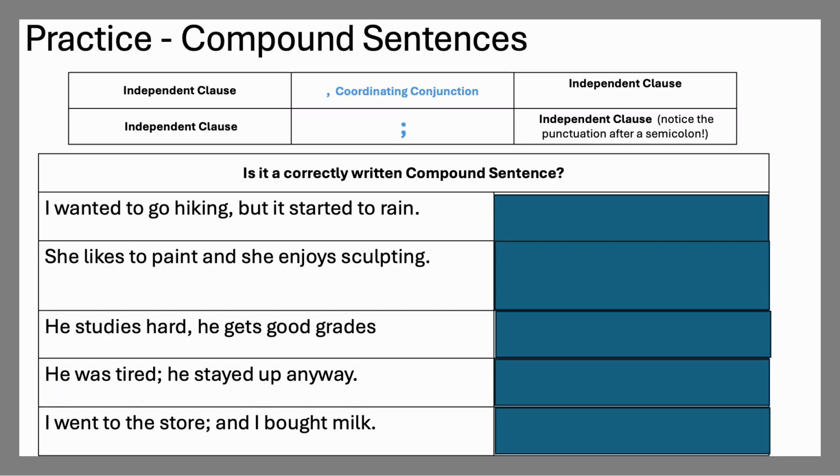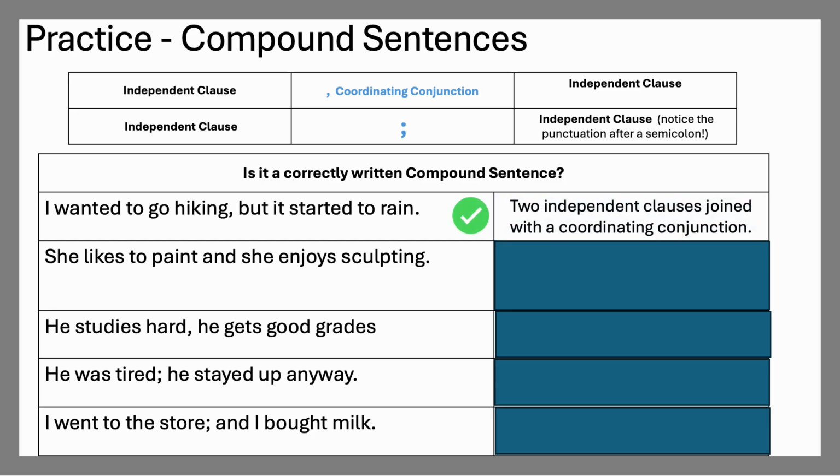All right, so we're going to practice some compound sentences, and all you're going to do is just tell me whether or not the example here is a correctly written compound sentence. So let's take a look at this first one. I want to go hiking, but it started to rain. Go ahead and take a look. Remember, look for that punctuation. Look on either side of it. Is it correctly written?